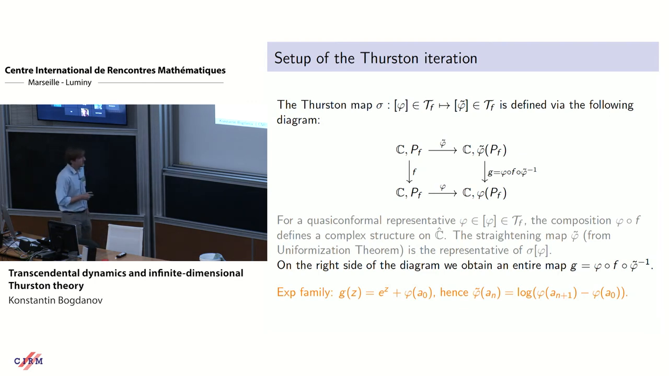So for the exponential family, everything again can be made quite explicit. In fact, phi tilde recovers from phi via logarithm. And the issue is, of course, to choose the right branch of the logarithm. This must be encoded somehow.